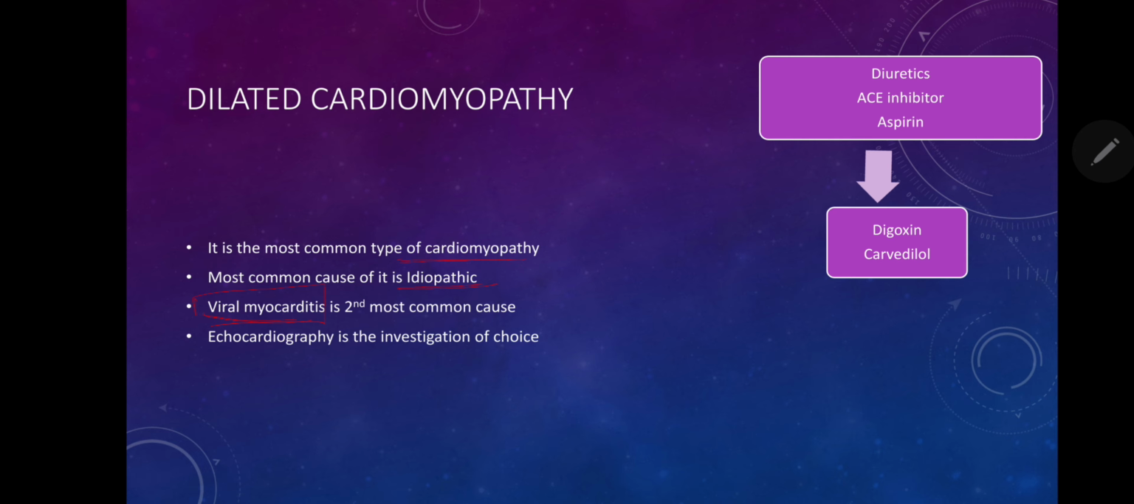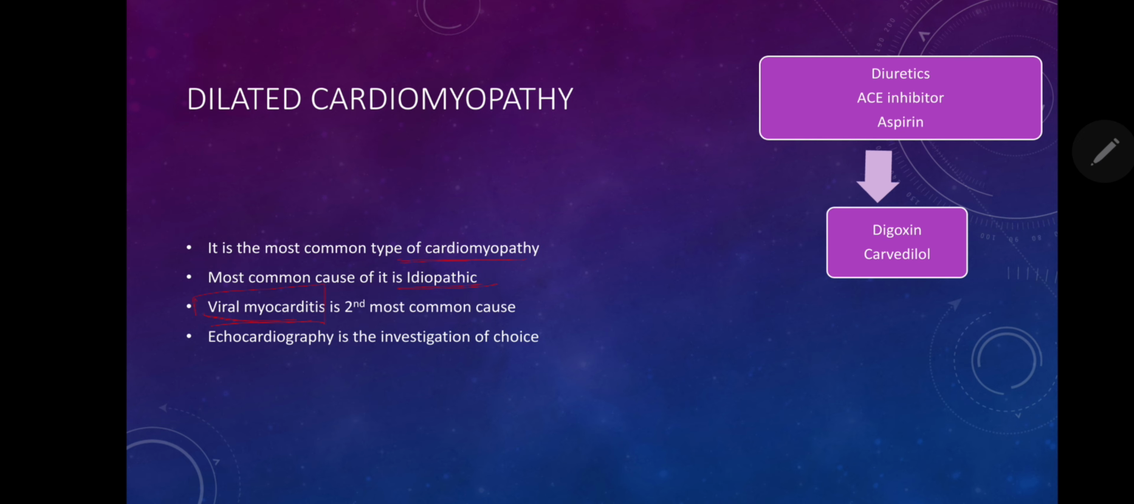The first is myotonic dystrophy, which is not associated with dilated cardiomyopathy; it is mostly associated with hypertrophic cardiomyopathy. And the second is Friedreich's ataxia, which is also mostly associated with hypertrophic cardiomyopathy. It is very important. That means all muscular dystrophies are associated with dilated cardiomyopathy except myotonic dystrophy and Friedreich's ataxia.